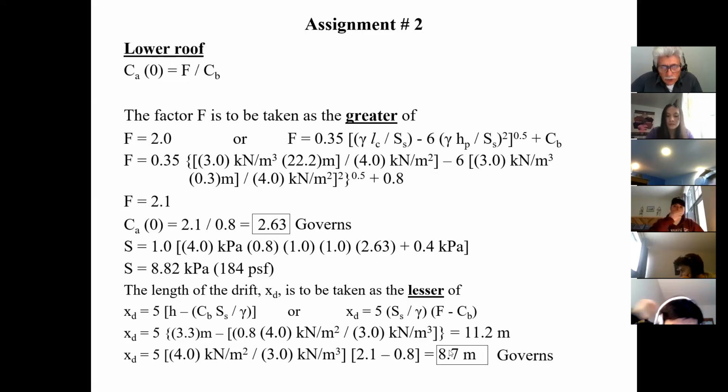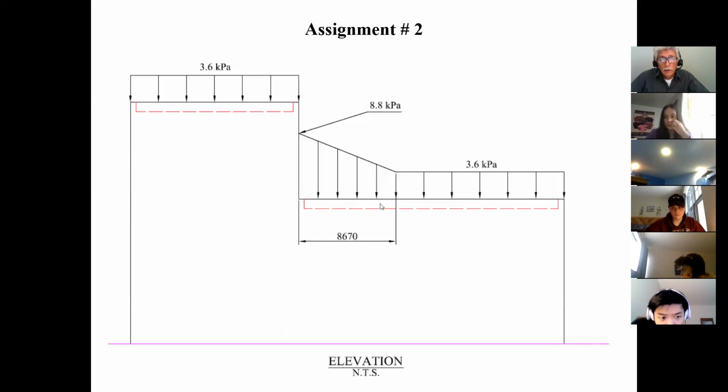Now that I've got all the information, I simply have to show this on a sketch, because that's what I'm going to pass on to somebody else in the office who will be doing whatever he needs to do with this, or use myself. So this is what I have: a snow load of 3.6 kPa on the upper roof. I also have 3.0 kPa on the lower roof, but the only difference is that right where the upper roof meets the lower roof, it goes up to as high as 8.8 kPa, and that will drift over a distance of 8.67 meters. And that's it.